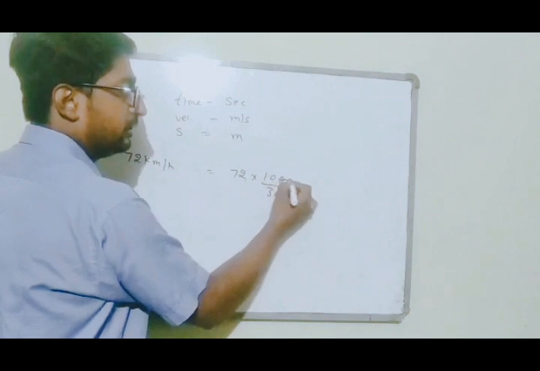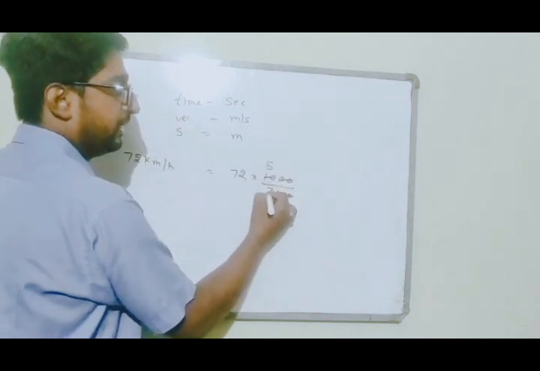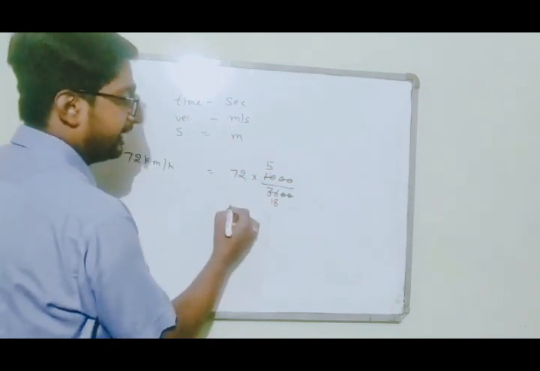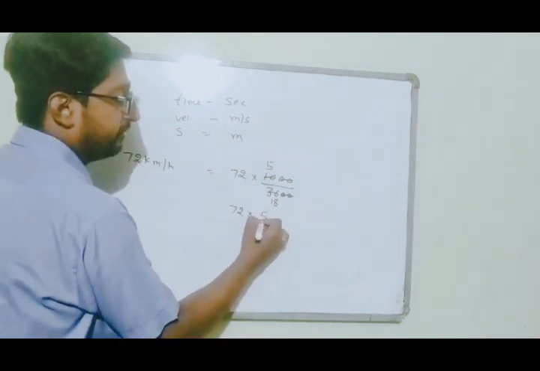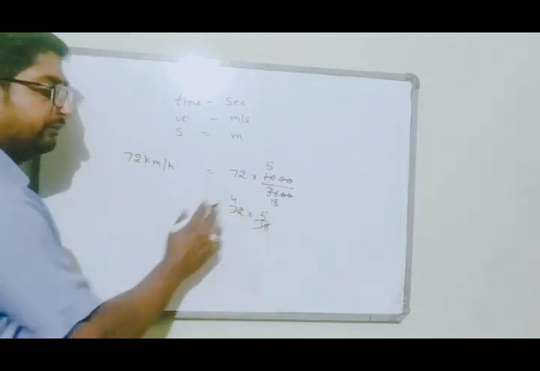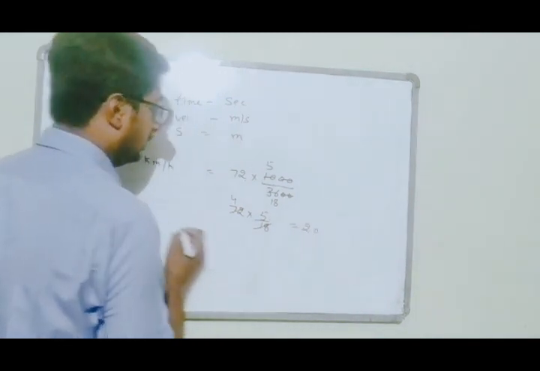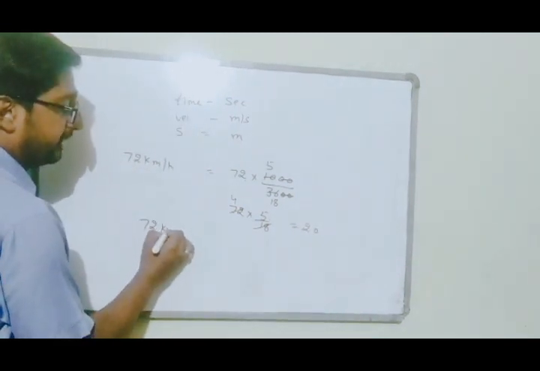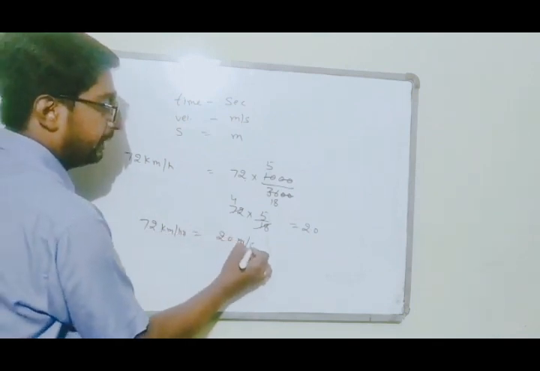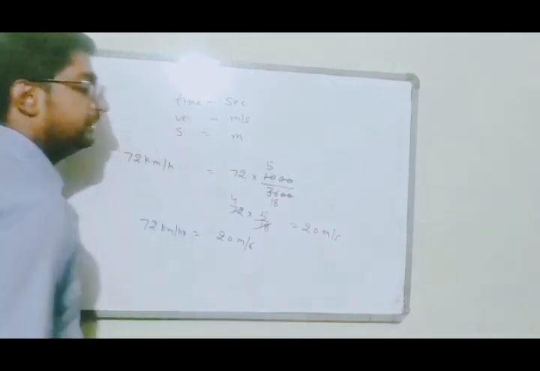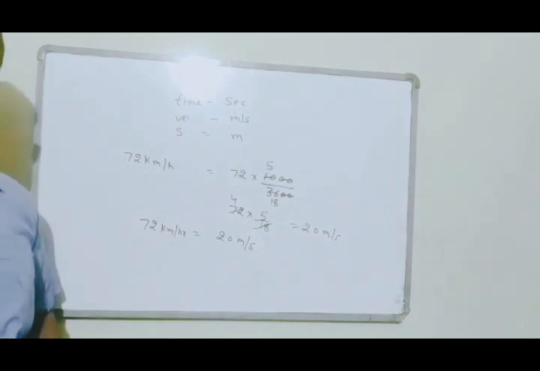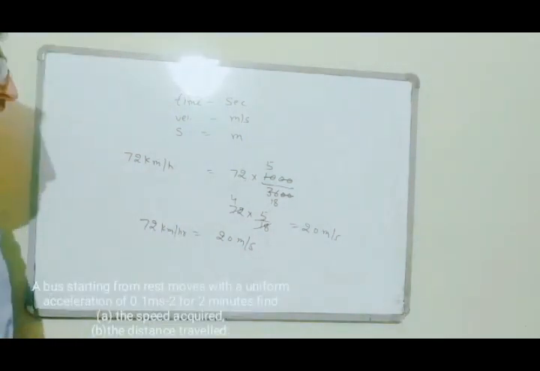So the zeros cancel out, 2 fives are 10 and 2 eighteens are 36. So we can directly multiply 72 by 5 by 18. 18 fours are 72, 4 fives are 20. So we can say 72 kilometer per hour is equal to 20 meter per second. By this method, we can convert velocity or speed into meter per second. Let me start our numericals.